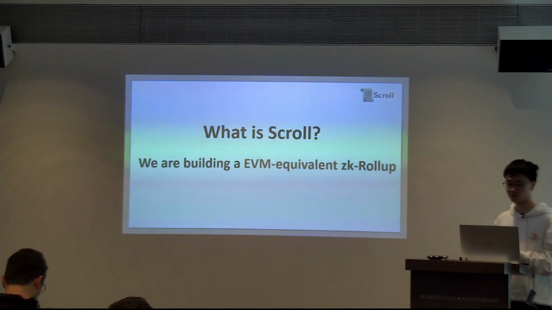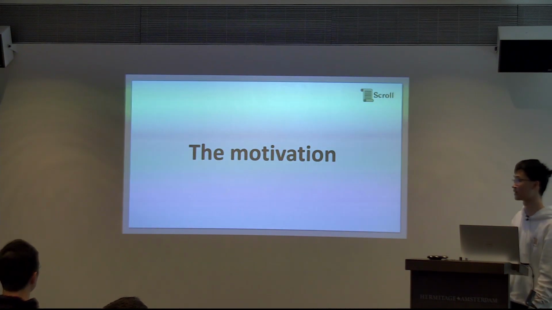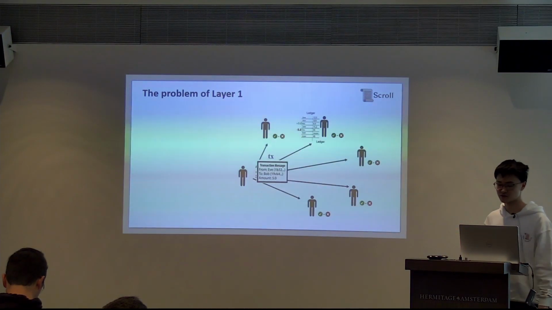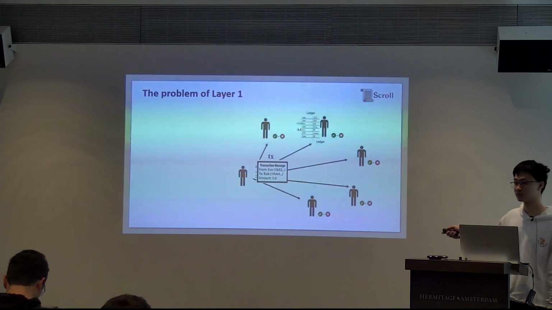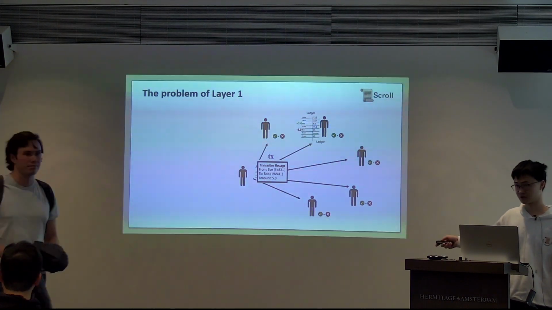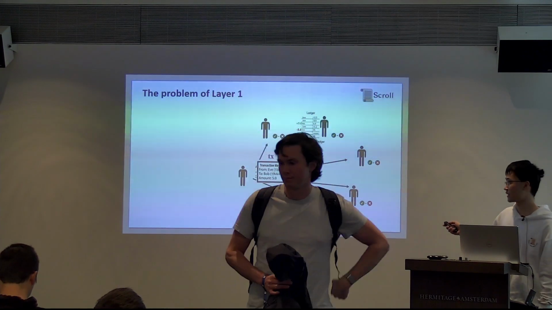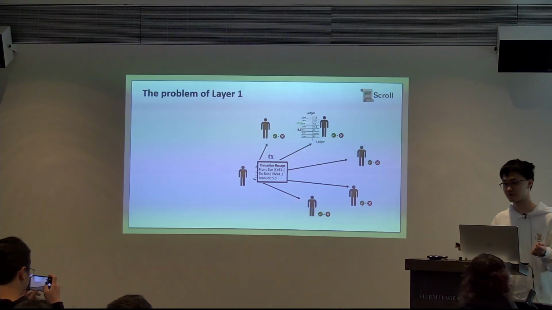So we are building an EVM-equivalent zk rollup. So that's a one sentence introduction. Then we can move to the more interesting part. The problem of blockchain layer 1 is that for each transaction, you need to broadcast it into a P2P network, and every node needs to re-execute this transaction to move from state 1 to state 2. And this is problematic, right? Because there is a large redundancy there, because every node needs re-execution.